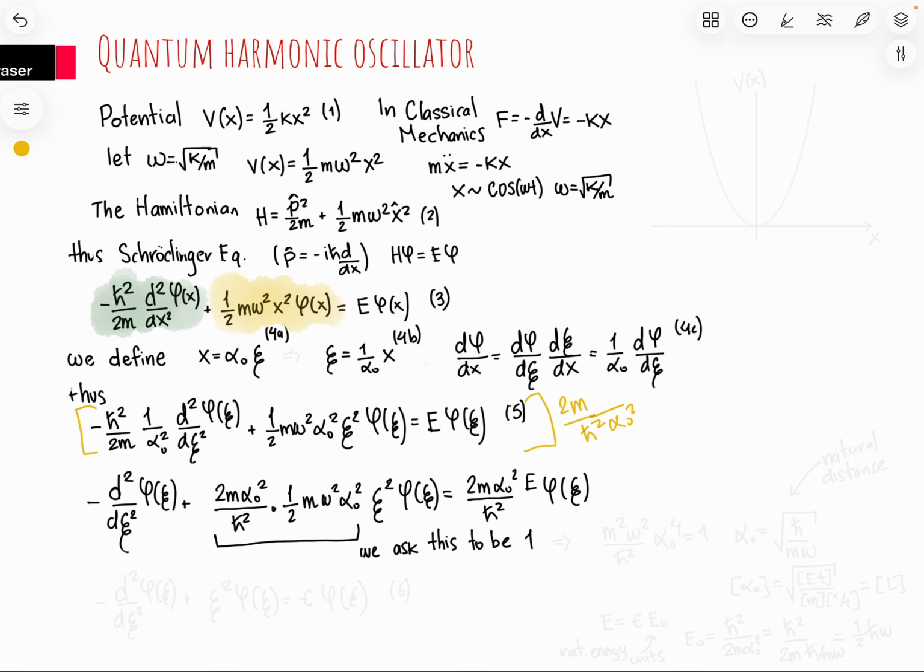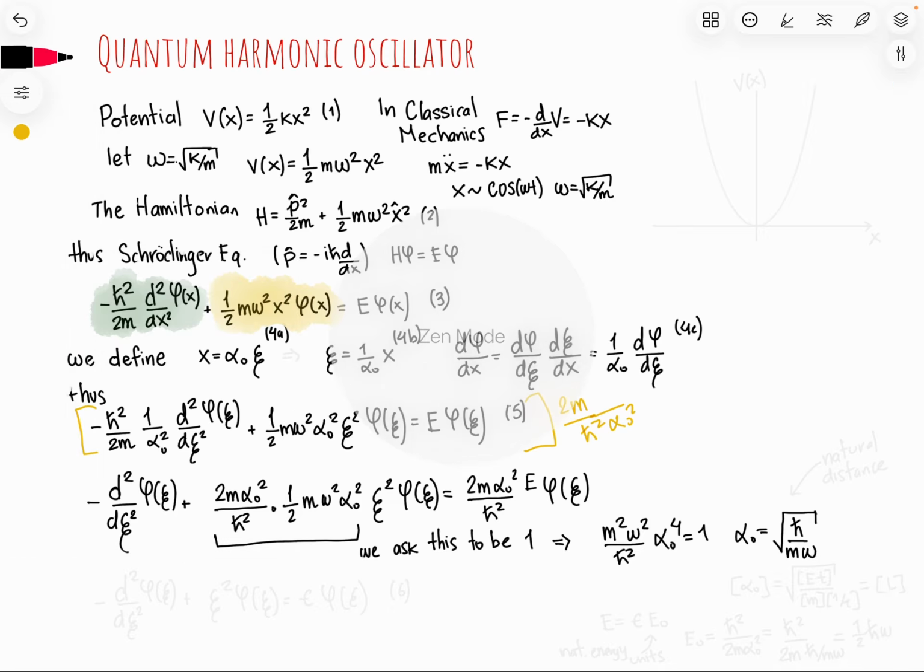So we ask this term to be 1, and that gives us this equation that is here. And if alpha fulfills this equation, that is alpha equals the square root of h bar over m omega, this term will be 1. But we also need that alpha naught is a distance, right? So let's just prove that in fact it's a distance.